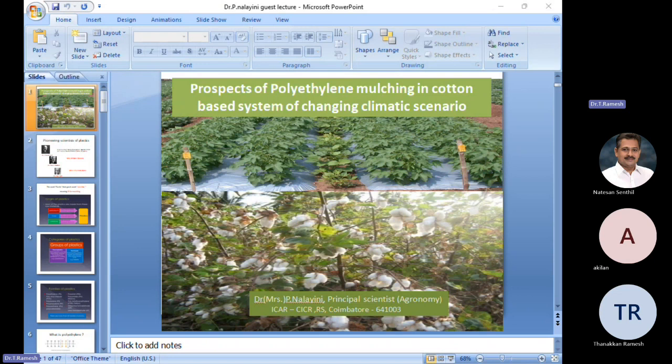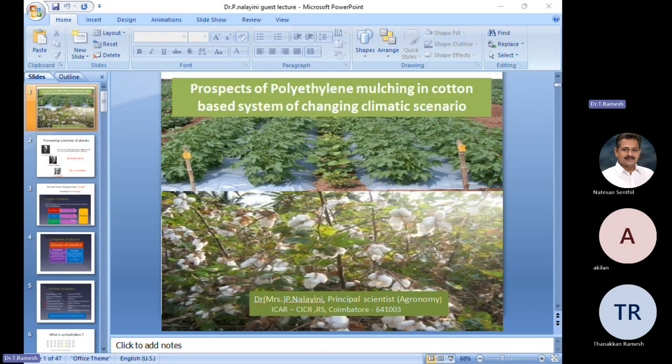Nearly about 30 years I have been working on cotton. Various research projects I have completed. But the response I got for this technology is amazing, almost double the yield, more than double the yield we got by using this technology. At the most we can expect a maximum of 20 or 30% for any technology for yield improvement. But this is very interesting.